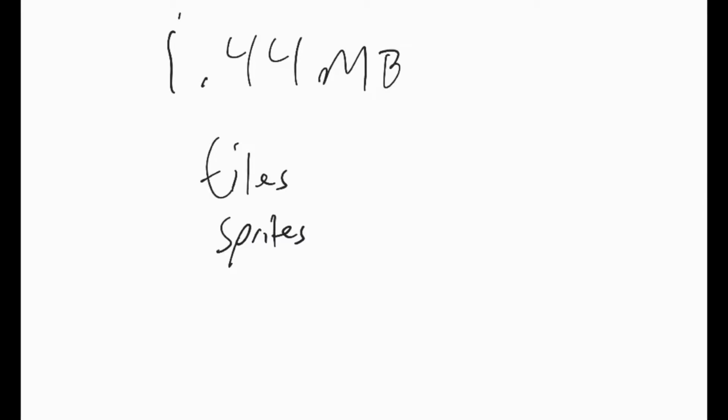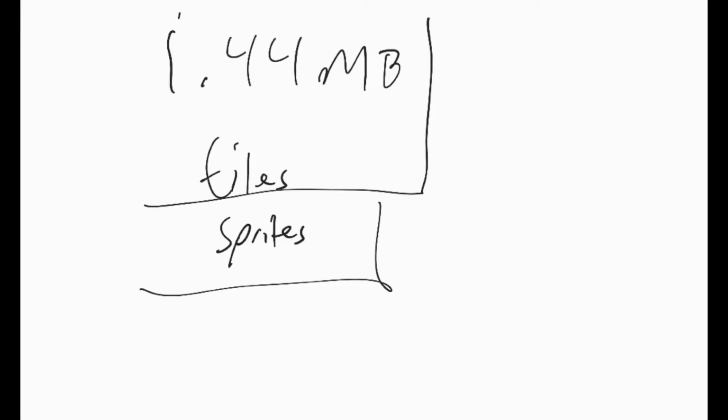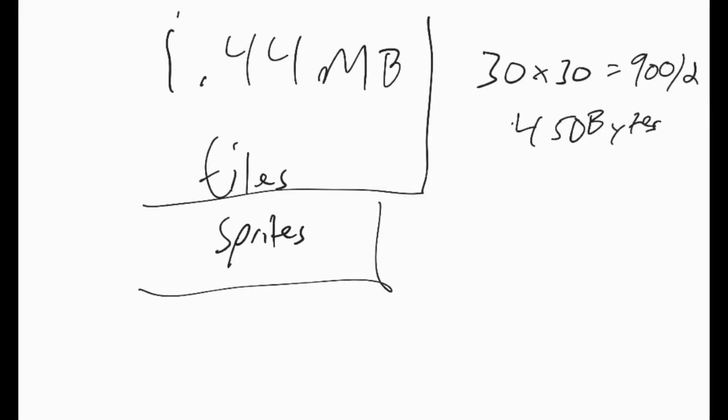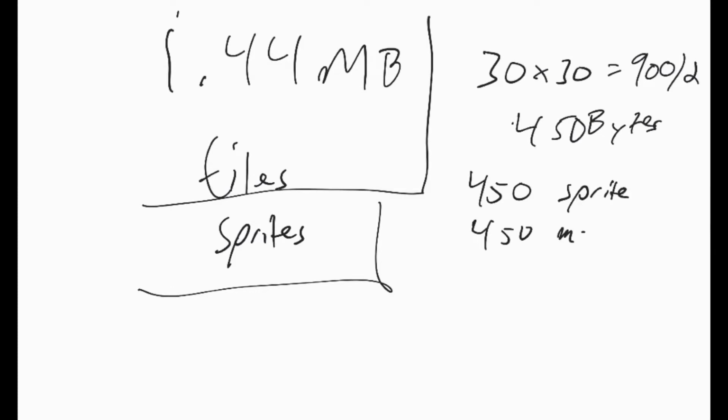Now, so that's the tiles, and then we have the sprites. So how big are the sprites? The sprites that you were seeing there, that ship was 30 by 30. And so that's actually equal to 900 pixels, or divide that by 2, you get 450 bytes. So with 450 bytes per sprite, I actually need double that, because I have a sprite and then I also have a mask in order to get the transparency.